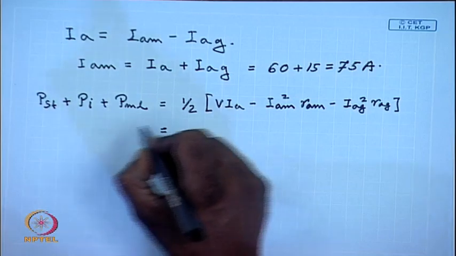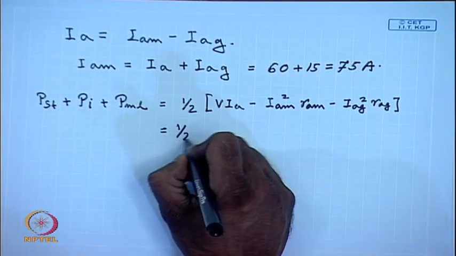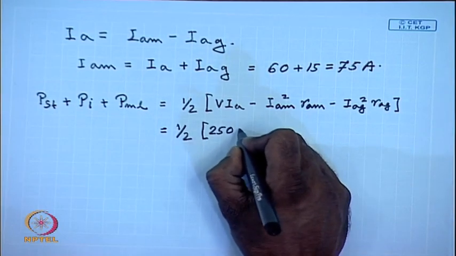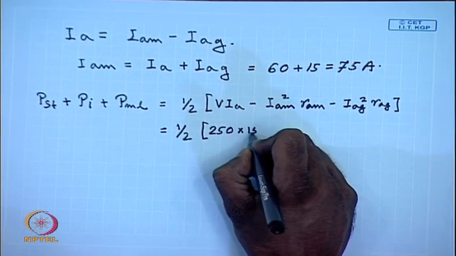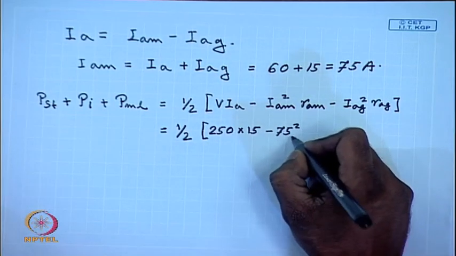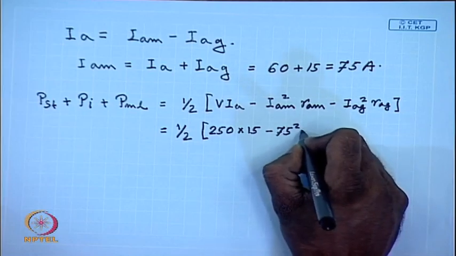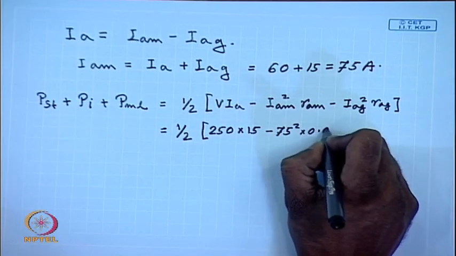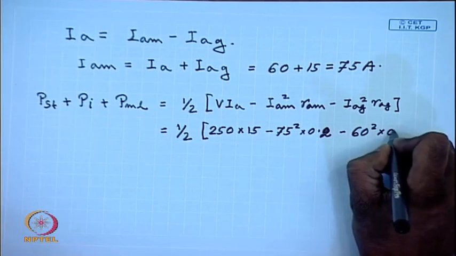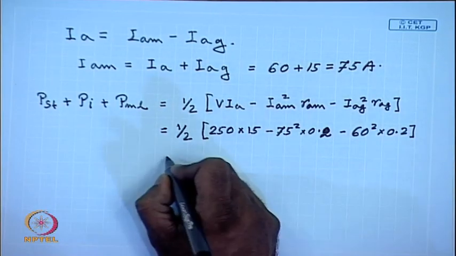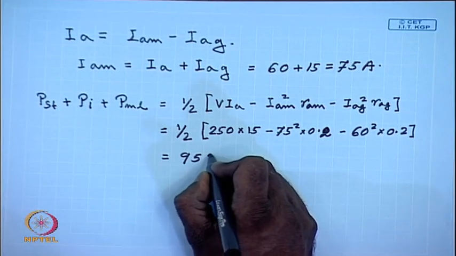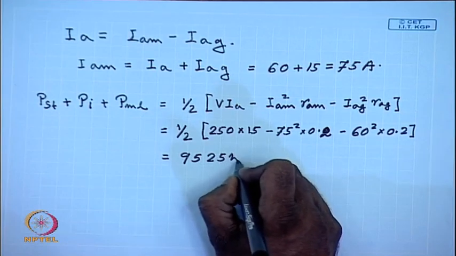This comes to half of 250 into IA, which is 15 amperes, minus 75 square into 0.2 minus 60 square into 0.2, equal to 9525 watts.